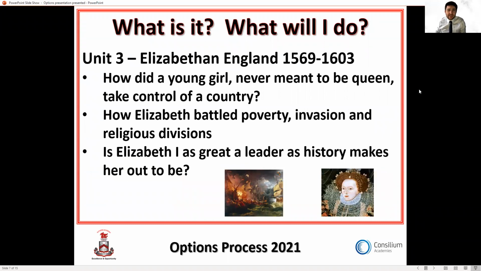Unit 3 is called Elizabethan England, and that's all to do with Queen Elizabeth I. How did a young, weak girl who was never really meant to be queen end up becoming one of the greatest monarchs that this country's ever seen? How did she battle poverty, religion, the Spanish Armada? Is it actually true that she was the greatest monarch? And that's another thing that we'll be going into a lot of depth about.